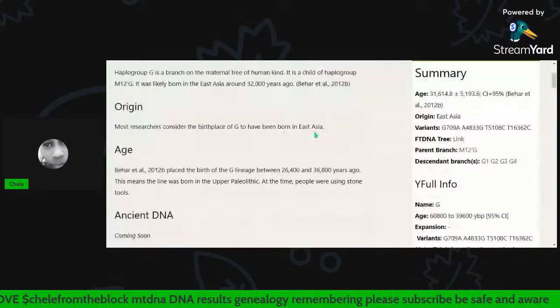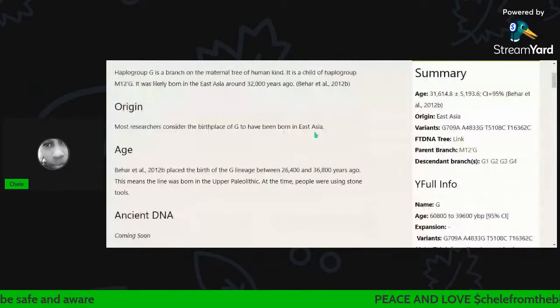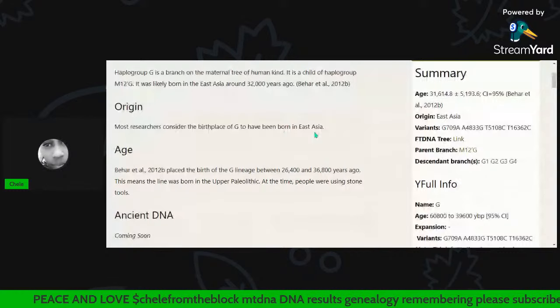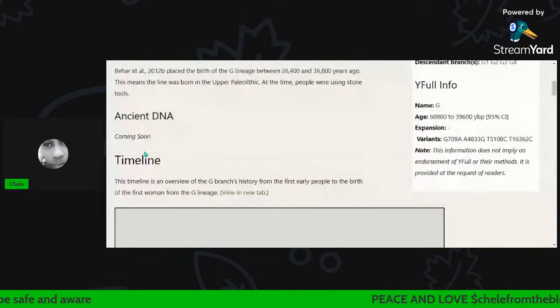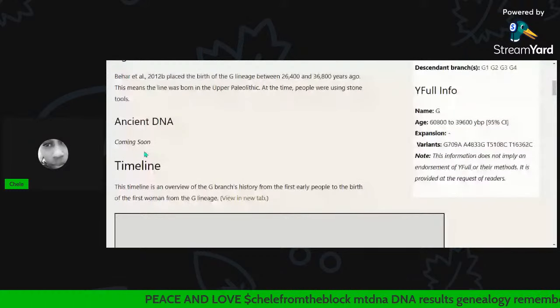This means this line was born in the Upper Paleolithic. At the time, people were using stone items. Yeah, a lot of the samples that match my DNA are buried with items, stone items, bronze items. I find that really amazing. Children, women, adults, teenagers. They're not gonna give you a timeline because I'm almost positive they probably don't even want you to know half of this stuff.